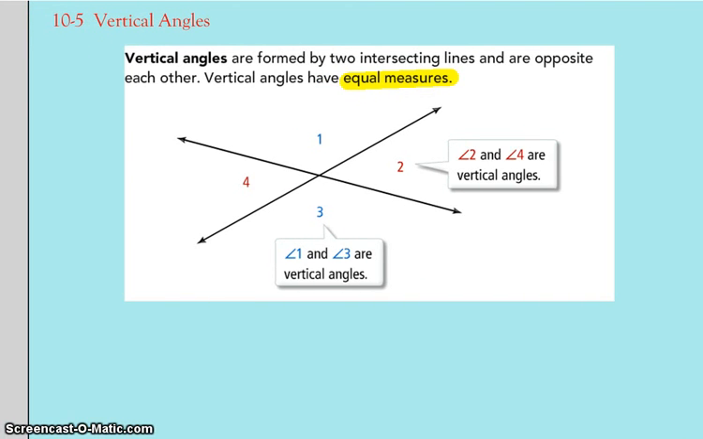Section 5 is on vertical angles. Vertical angles are formed by two intersecting lines and they are opposite each other. Vertical angles have equal measures. They are congruent. 1 and 3 are congruent. Angles 2 and 4 are congruent.